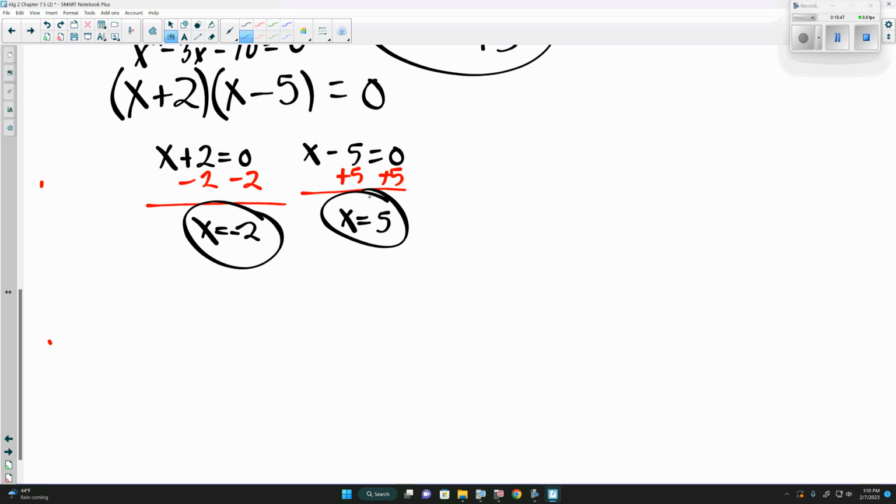Hopefully solving these rational equations is becoming easier and not as bad as y'all thought they were when we started. Are we ready for the last one of the day? Yes? All right.